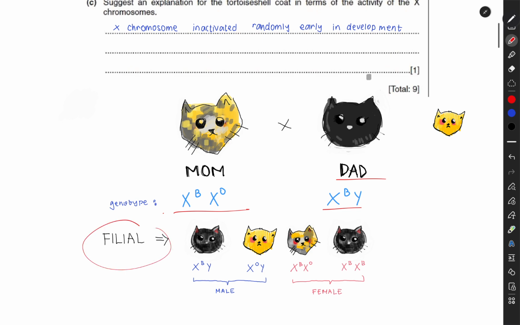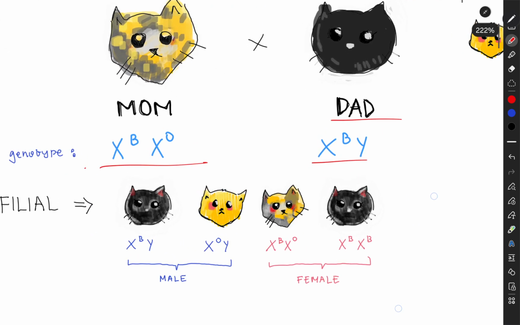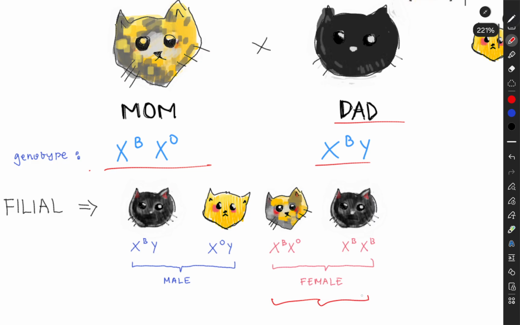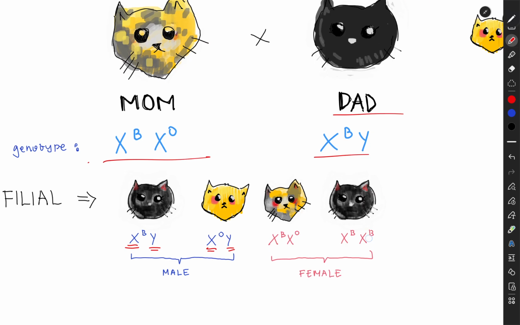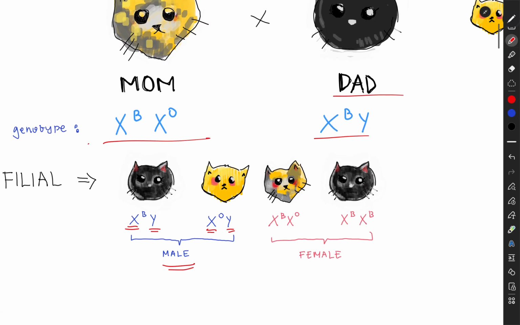So for the filial generation, there are two cases, female and male. The male will inherit one of its mother's X chromosomes, which may be XB or XO, and of course it will inherit its dad's Y chromosome. So this is why the male has two possibilities, which is a black cat or an orange cat.